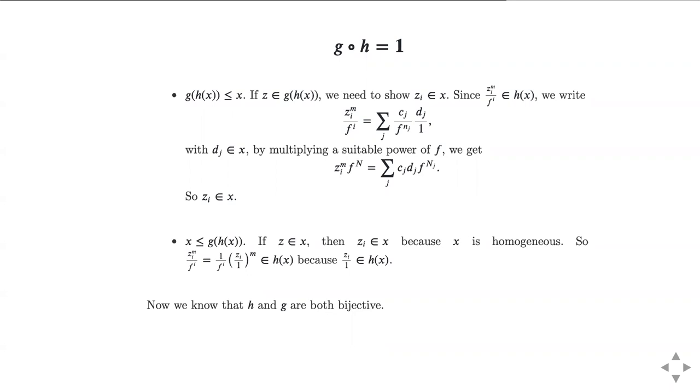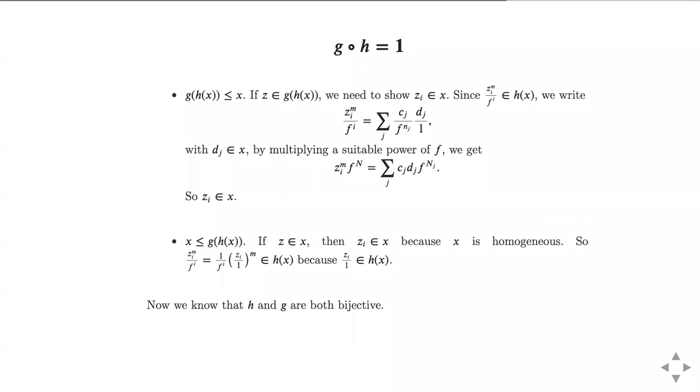We will get z, the i-th coordinate raised to some power times some power of f, is something times a power of f. Then you add them together, and because d_j is always in X, this whole thing will always be in X, but f is not in X. So we can conclude that z_i is in X.